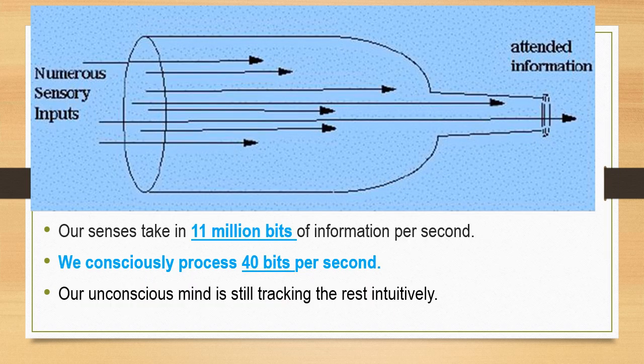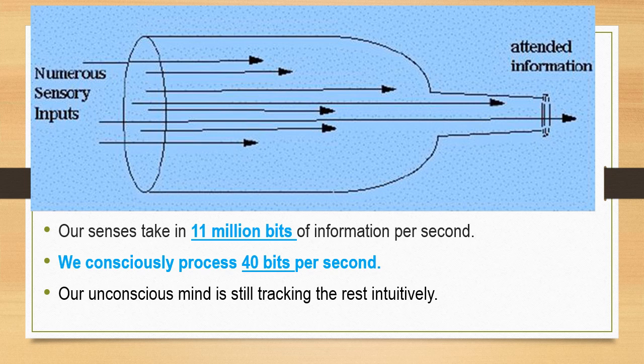This is what it looks like, all this sensory information all coming into us at once. And we can only attend to one or two things. So only one or two things gets to come all the way out of our filter. Our senses take in 11 million bits of information per second.